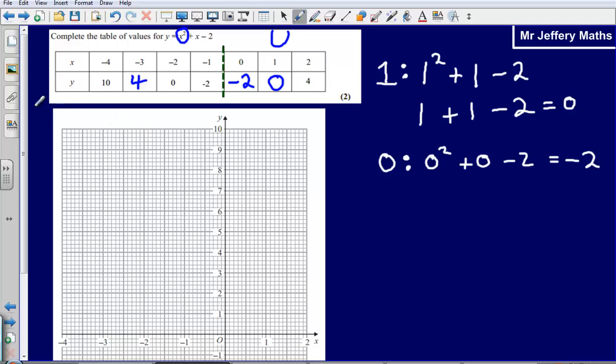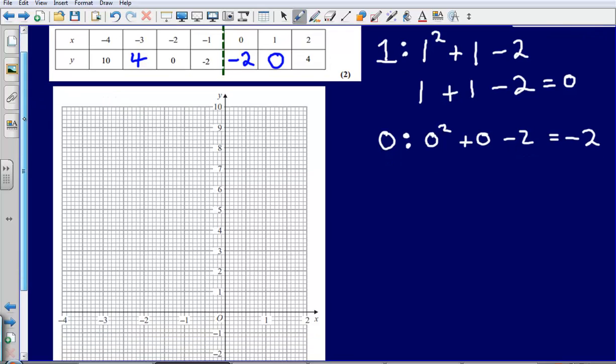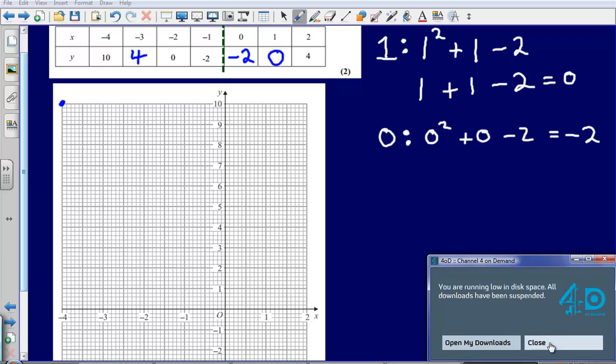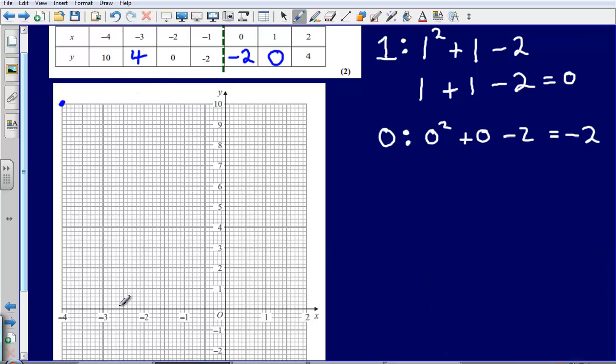From this point I can then simply plot the points on my graph. So negative 4, 10, it's going to be up here. Negative 3, 4, that's going to be there. I've got negative 2, 0, and then I've got negative 1, negative 2, then I've got 0, negative 2, then I've got 1, 0, and then I've got 2, 4.